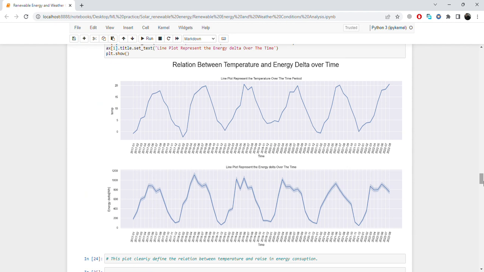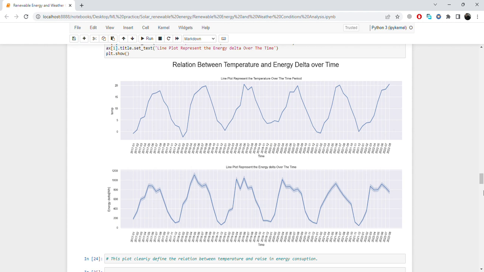Here you can see there is a significant mirror reflection, not exactly a mirror image, but you can see the change of the heat with respect to time has the same reflection as the change of energy delta with respect to time. Although it is not exactly a mirror image, we can analyze that the change in the temperature directly affects the energy delta. This is one of the most significant pieces of information in that analysis.